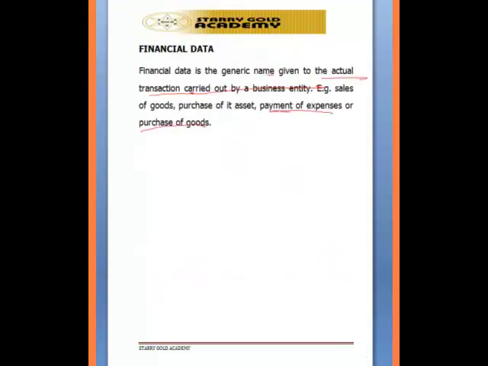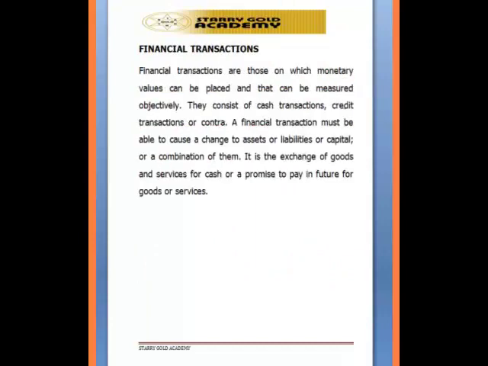Okay. Now let's look at financial transactions. Financial transactions are those on which monetary values can be placed. Now, the control word is that for any transaction to be referred to as a financial transaction, its monetary value must be placed on it, and that can be measured objectively. So it's not just placing monetary value on it. Objectivity must play a role in determining what is a financial transaction.